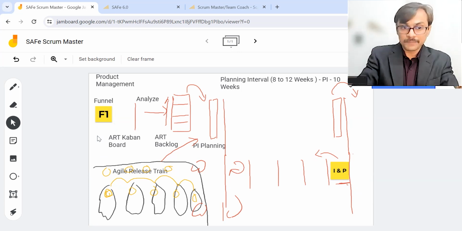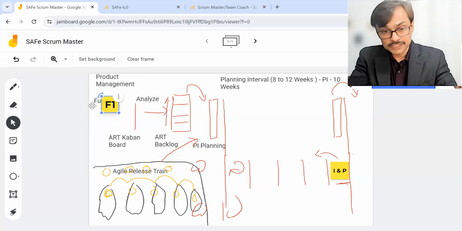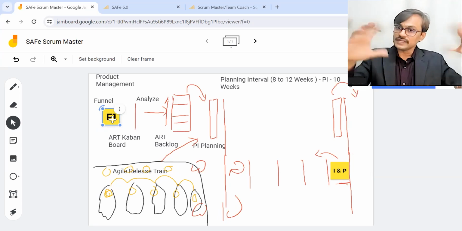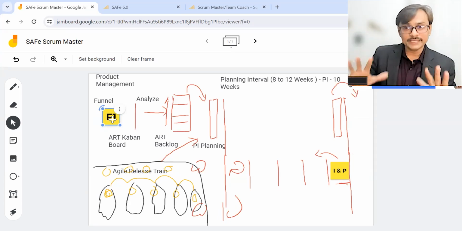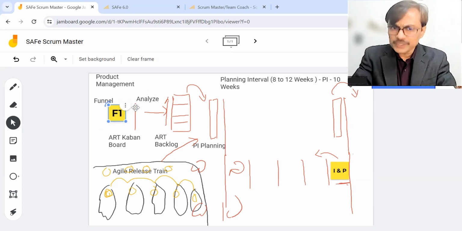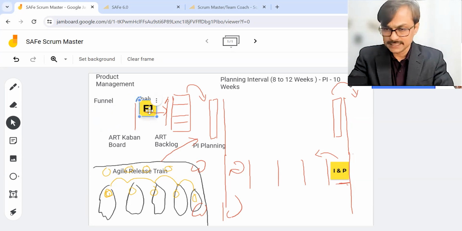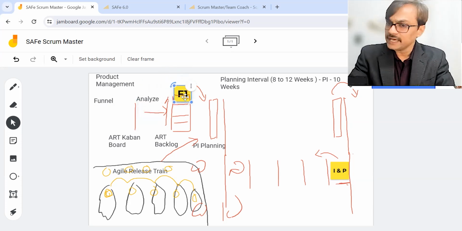And each feature passes through an analyzing stage where we add acceptance criteria to it. So it is not our generic agile epic, which is just a container. It is a well-refined requirement, but at a higher level. So each feature is expected to have acceptance criteria also, which you do incrementally when you take it into the analyzing stage. And once you add acceptance criteria and well-refine the feature, then it can go to the ART backlog.